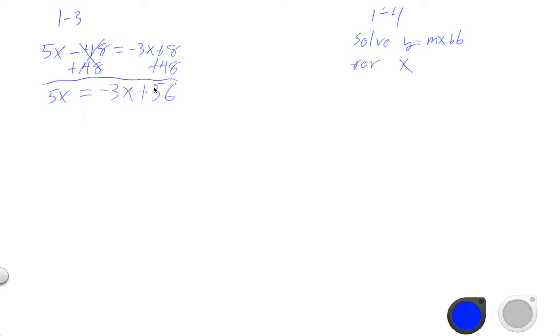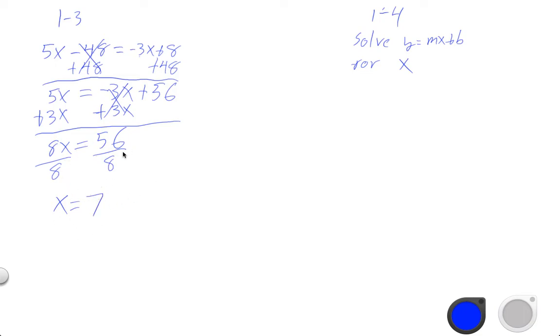Okay, then I don't want any x's on this side, so I'm going to add 3x. If I have negative 3x and I add 3x to it, then they cancel out. 5x plus 3x, that gives me 8x, equals, that canceled, 56. Divide both sides by 8, and x equals 7.